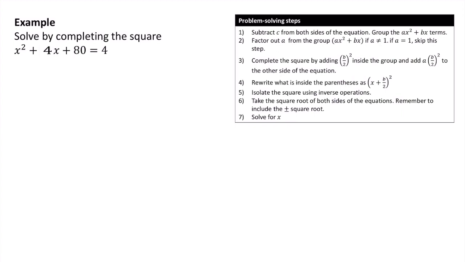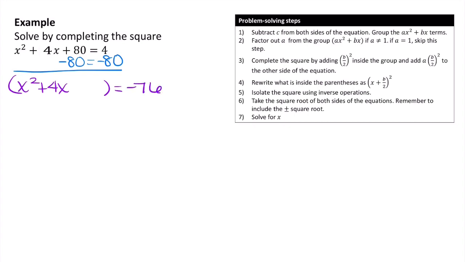So let's go ahead and solve this equation now by completing the square. So this is not in standard form, but I'm going to put all my constants together on the right side. So I'm going to do that by subtracting 80 from both sides. So we get x squared plus 4x, and that is equal to 4 minus 80, which is negative 76.